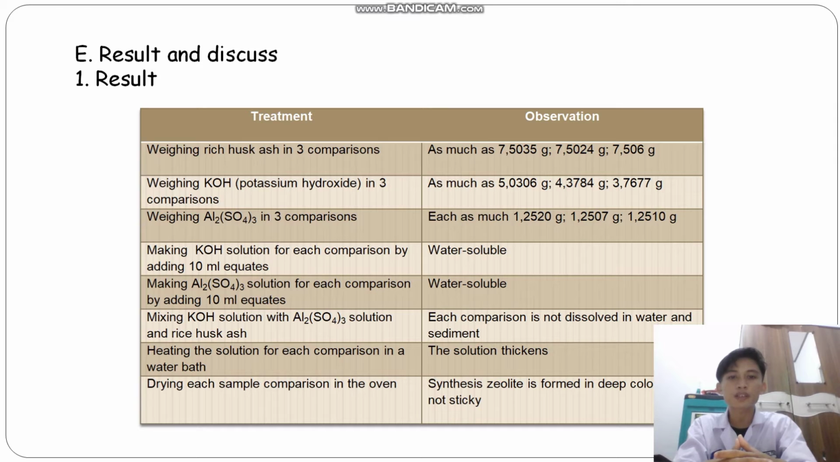The observation: as much as 5.035 grams, 5.024 grams, 5.06 grams. Weighing KOH, potassium hydroxide, in the 3 compressions.